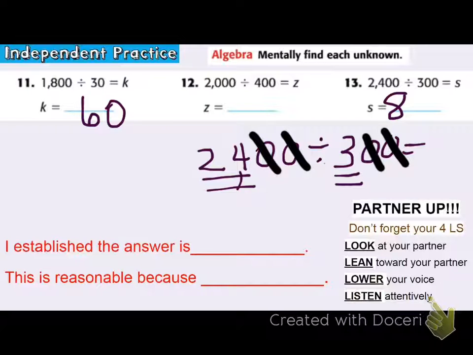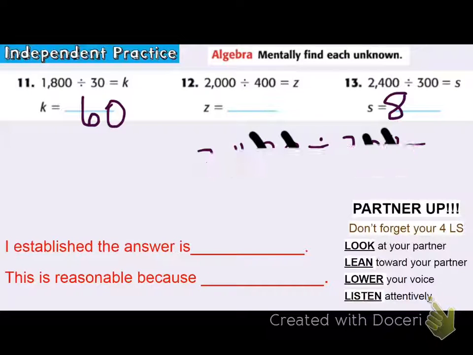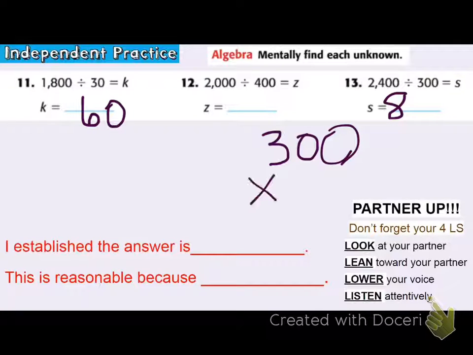So you would surprise that friend that said 2,400 divided by 300, you would just say, oh, it's 8. And they would say, how would you know that? You don't have to give up your secrets, but we can check to make sure. And we can see that we do have the right answer.